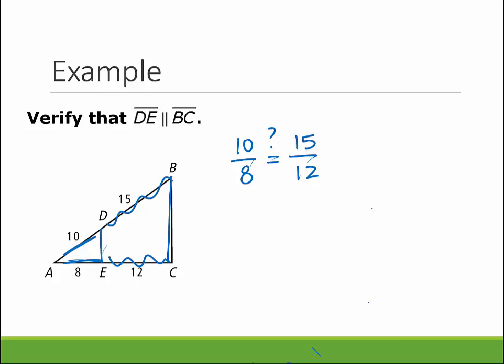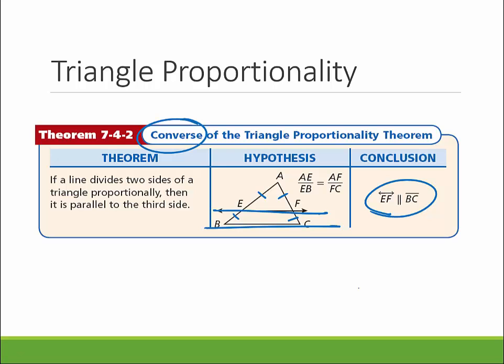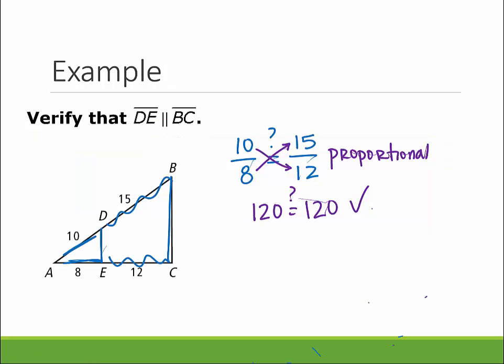So there's several ways to check this. You could type this in your calculator, 10 divided by 8 and 15 divided by 12, and see if you get the same thing out. Or you could do cross products again, and you should get the same thing. So is 10 times 12 the same thing as 15 times 8? And you do end up with the fact that they are both 120. So because of that, you know that these are proportional. And because they're proportional, the converse of the triangle proportionality theorem says that these two lines have to be parallel to each other. So DE is parallel to BC.